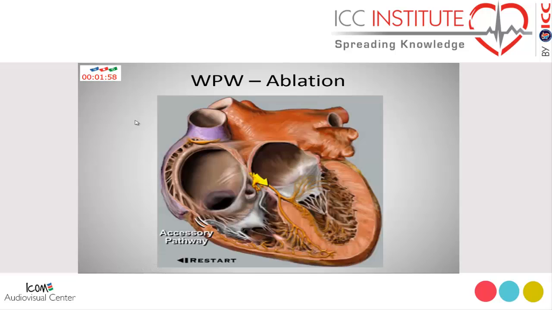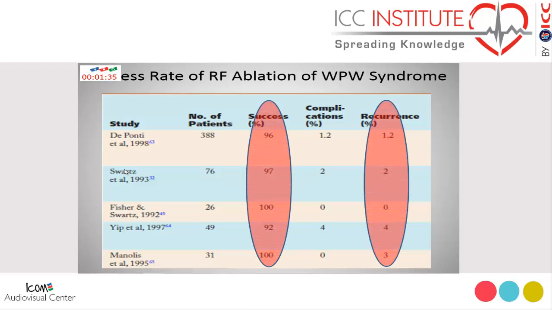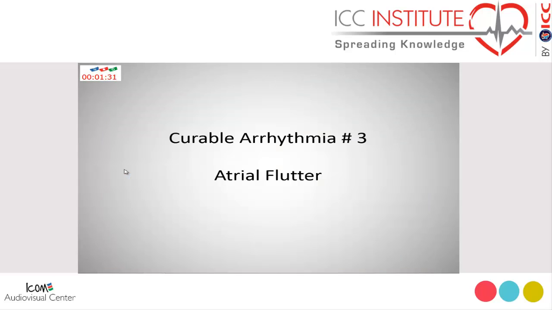So, how do we ablate this? It's very easy, like the previous case. We introduce the catheter through the inferior vena cava, and we target this accessory pathway, and we just deliver a single energy here, and we just ablate it. And therefore, the patient becomes a normal individual. Again, success rate is very high, complications are very low, and recurrence is very low. So that's why it's a curable arrhythmia.